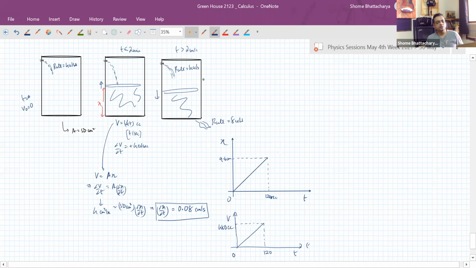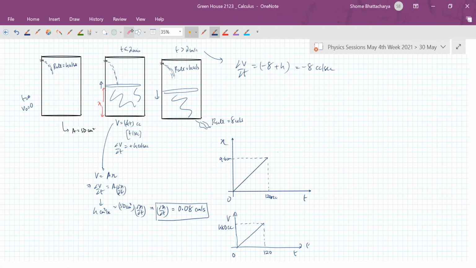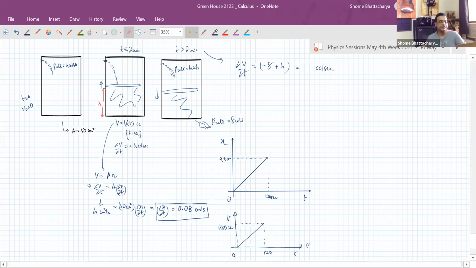Okay. So now at this point of time, for t greater than 2 minutes, the rate of change of volume, delta V by delta t, will become what? -8 because of the leakage, plus 4 because of the inlet. So the net rate is -8 cubic centimeters per second. Oh, sorry, -4. Yeah. So the net rate is -4.